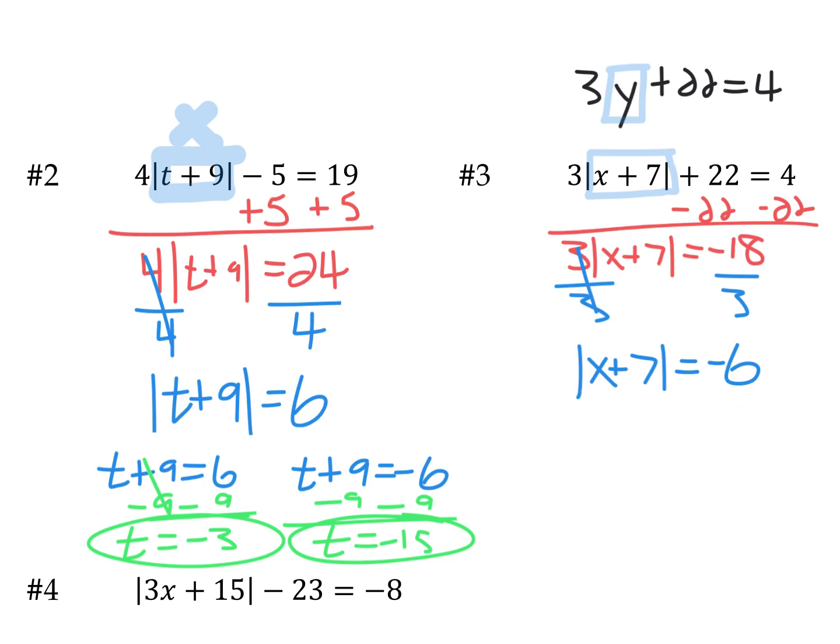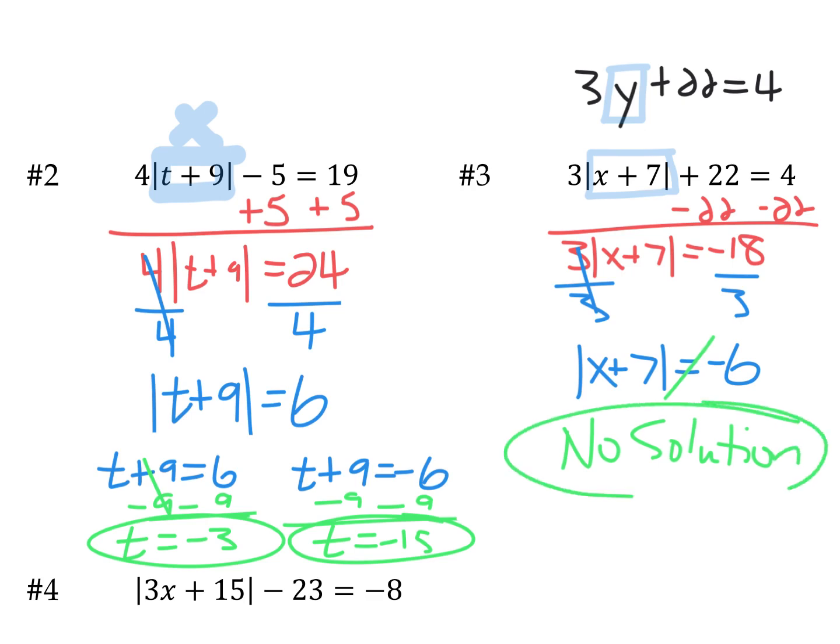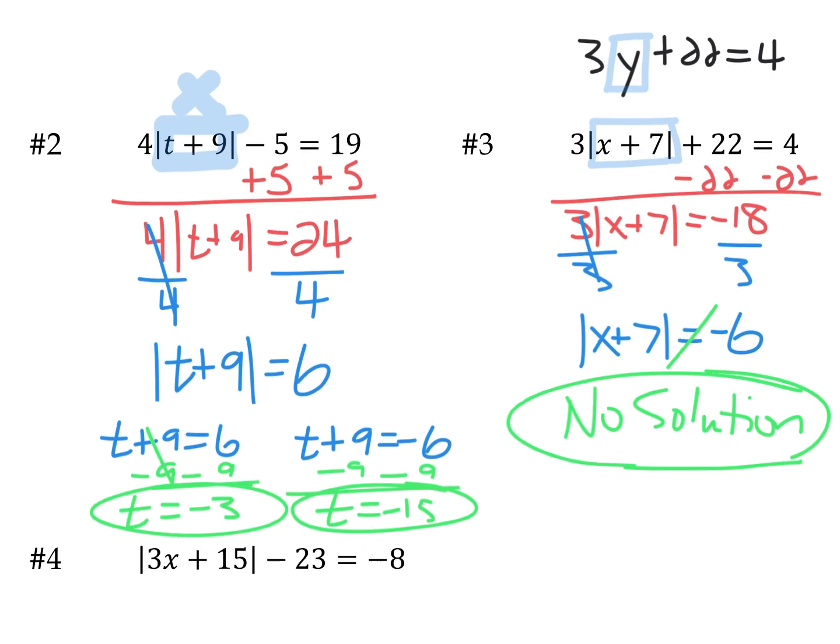If you tried to solve this and you got some value, like let's say negative 13, and you plugged negative 13 in here, negative 13 plus 7 is negative 6. When I take the absolute value of that, it's going to be 6 equals negative 6, which is not true. So this is never going to be true. So there'd be no solution. Your absolute value expression, when it's by itself, cannot be equal to a negative. It has to be 0 or something greater than 0.